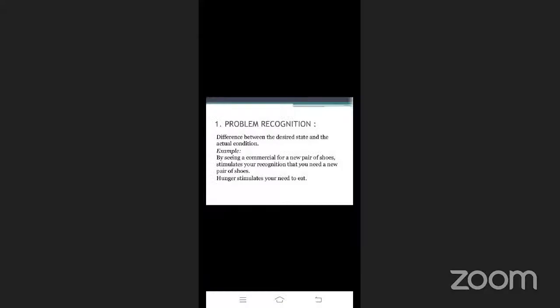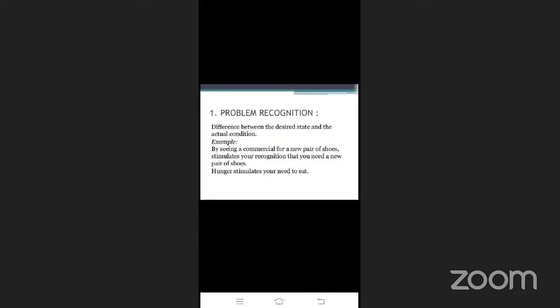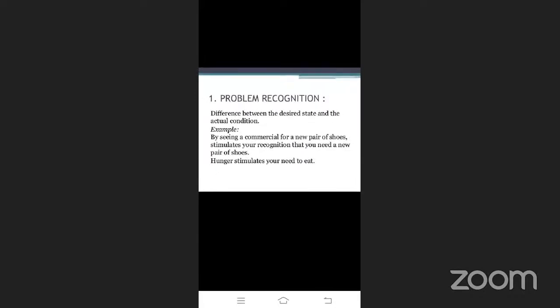So first is problem recognition. Here is the difference between the desired state and the actual condition. Seeing a commercial for a new pair of shoes stimulates your recognition that you need a new pair of shoes. Hunger stimulates your need to eat. So when you see any ad on television reminding you that you need to buy new shoes, or that you want to change your shoes, or that you want to buy this, it stimulates your recognition. So first we need to have problem recognition. Okay, is it making sense? Are you listening? Yes, ma'am.